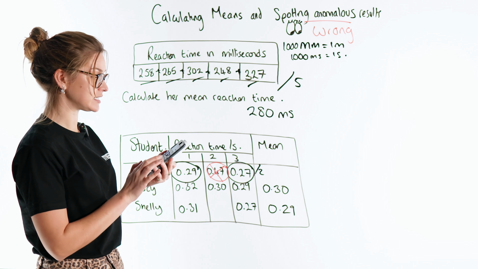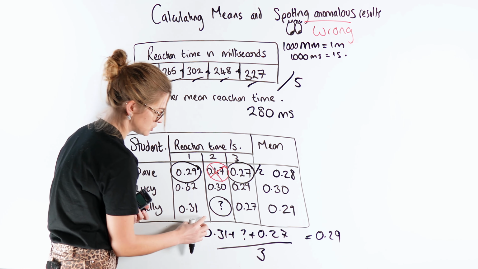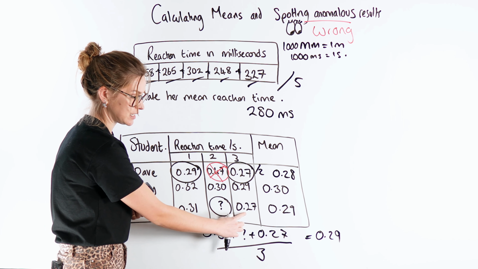Now the other way they can ask you in physics is to calculate the missing result. This time for Shelley, we know her mean is 0.29. So we know to get 0.29, what they had to do was add these 3 numbers together: 0.31 plus where this missing gap is, plus 0.27. Then to get the mean, you add them together and divide by the number of times we did the result. So there's going to be 3 different results to get 0.29. Now I want to figure out what this missing number is.